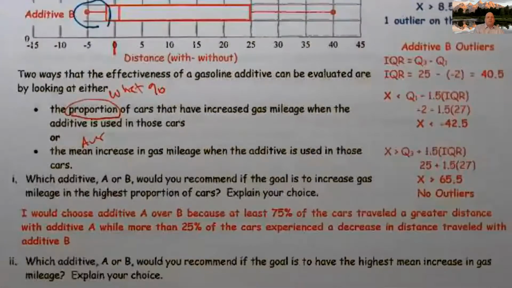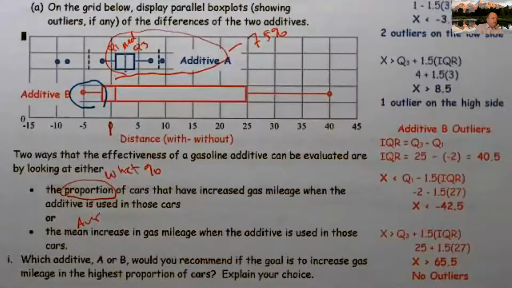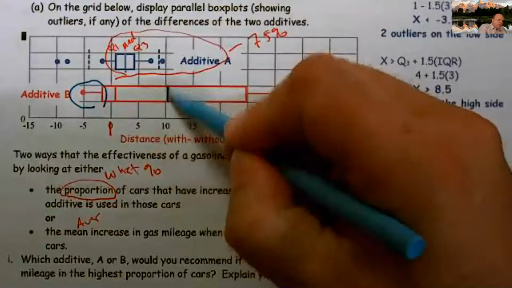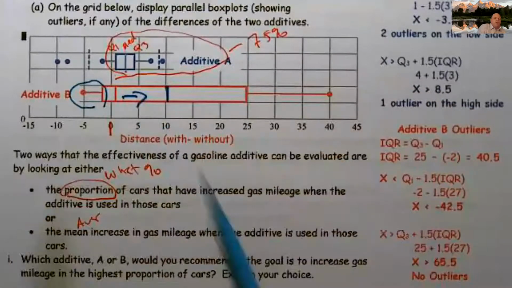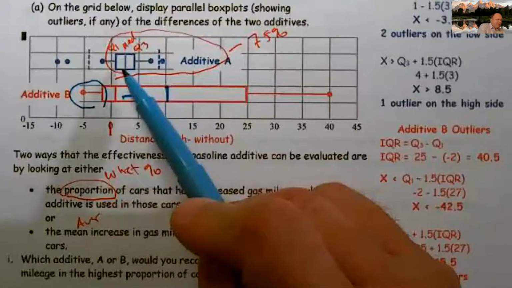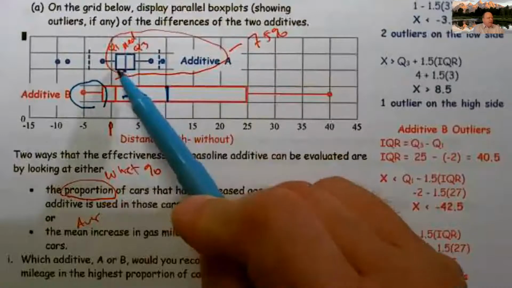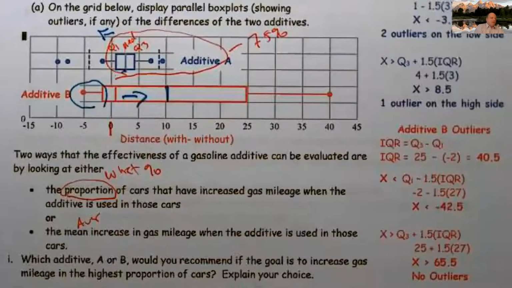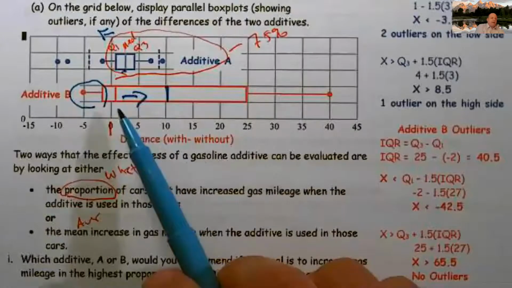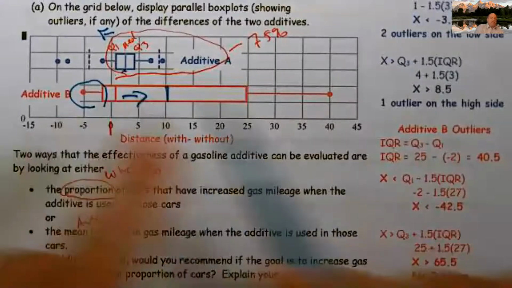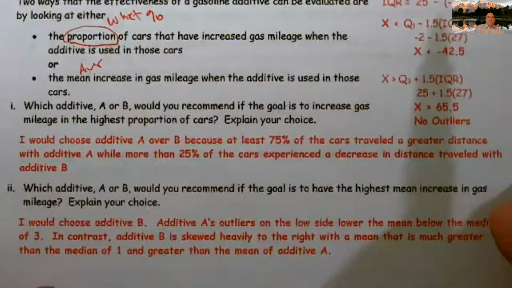Explain your choice. Well, because this is skewed, I know the mean is to the right of the median. This one, if anything, because of the outliers, my mean has probably been pulled down, all right? And because this is so highly skewed, I expect my mean to have gone up fairly much, so I'm going to choose additive B, because my mean I expect to have been pulled up above my median. So I would choose additive B.